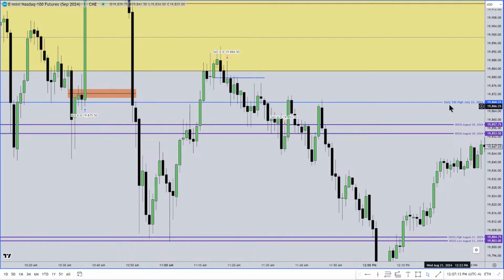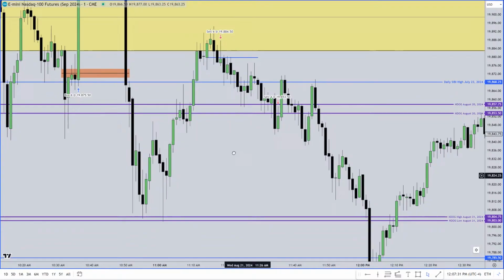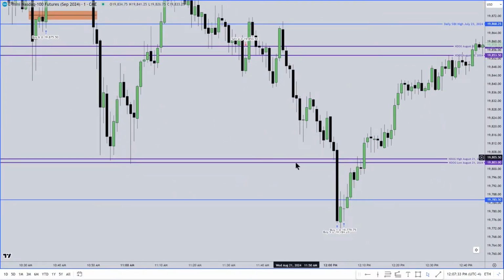What is it hitting here? That's the daily SIBI high. Hits it here, here. What's this? Rejection block. There. Sells off. What's below here? Sell side. What's these levels here? New day opening gap. When do you get that information? 6 p.m. on the 20th.